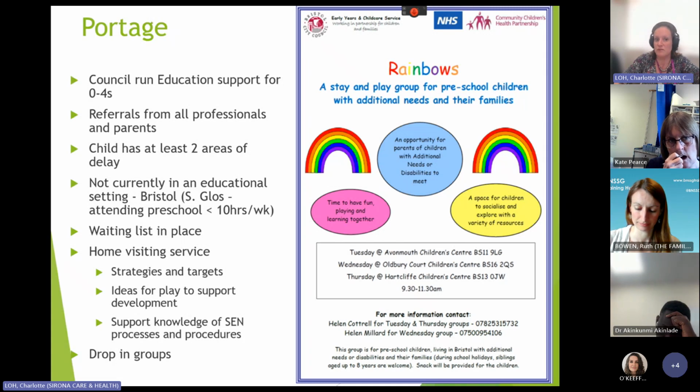But then there's also drop-in groups, which you would probably be able to access a bit sooner than the home visiting service. For example, these are the drop-in groups here for Bristol, and there'll be similar ones for South Gloucestershire and North Somerset.